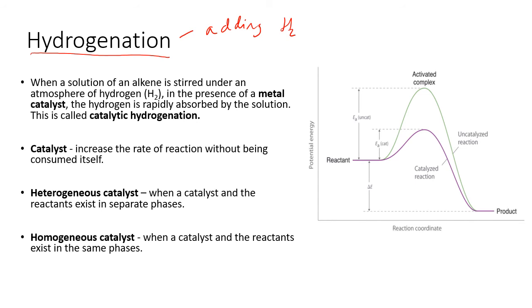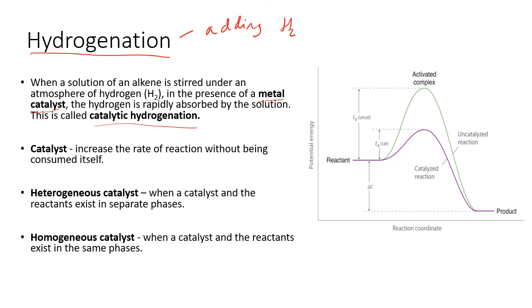So if we have an alkene and we expose it to hydrogen, and we also have to include a metal catalyst that the hydrogen can adsorb to, we can undergo what is known as a catalytic hydrogenation. So the metal that is allowing the hydrogen to adsorb essentially acts as a catalyst.